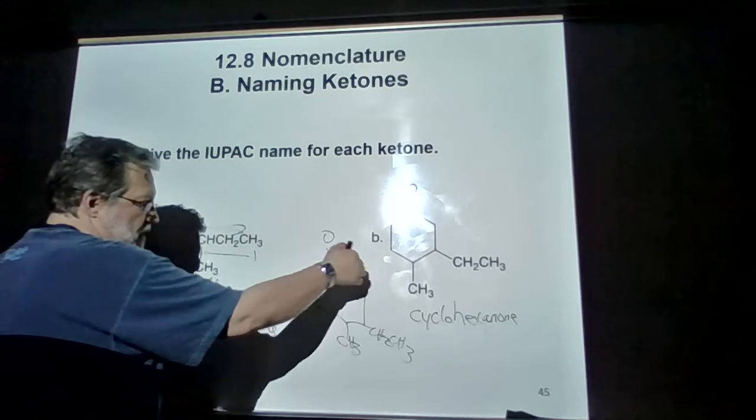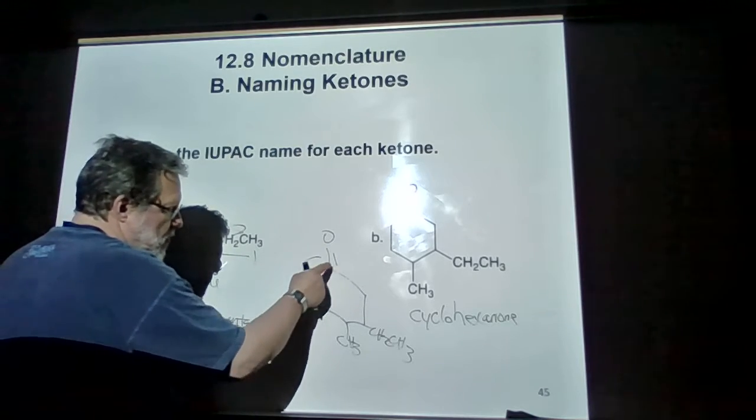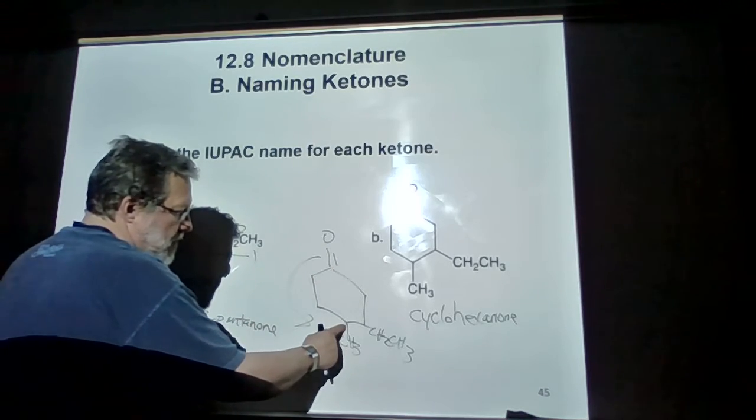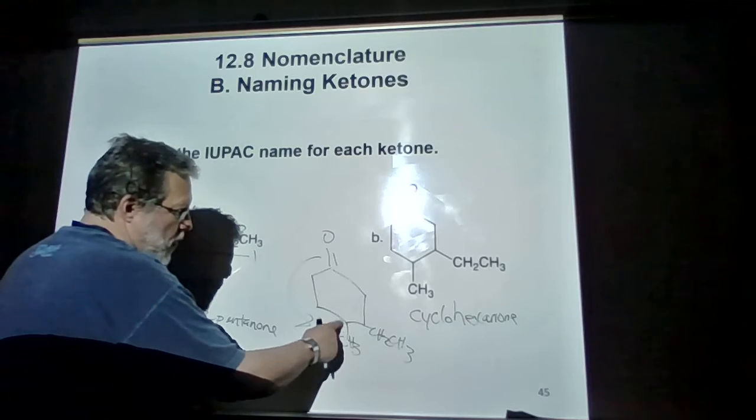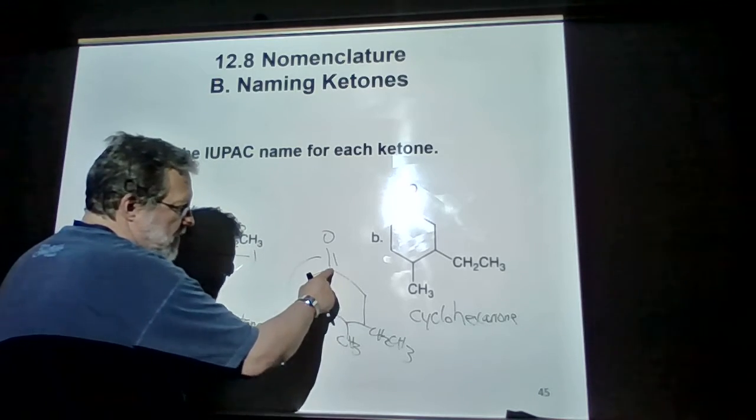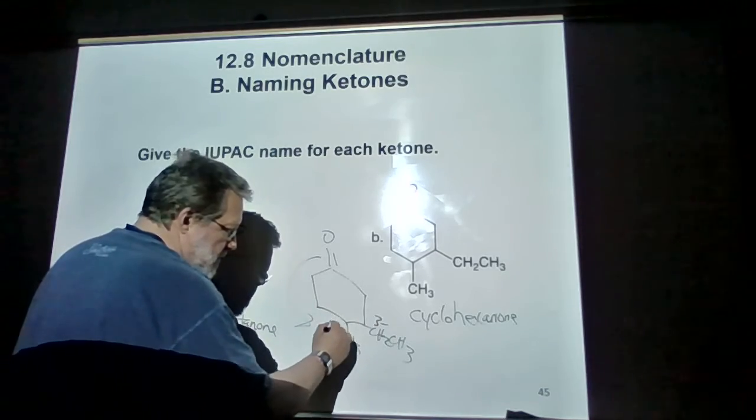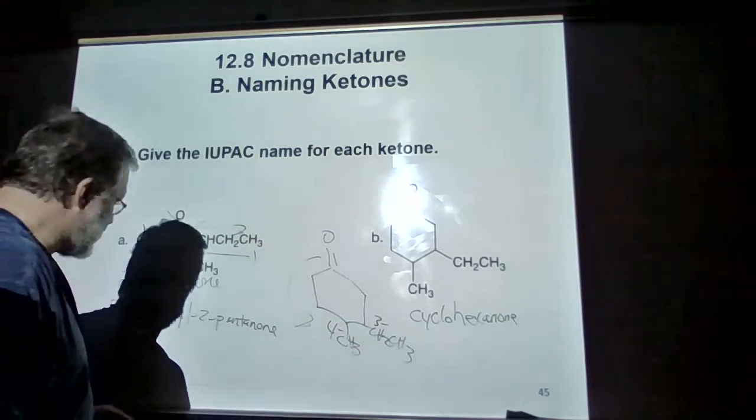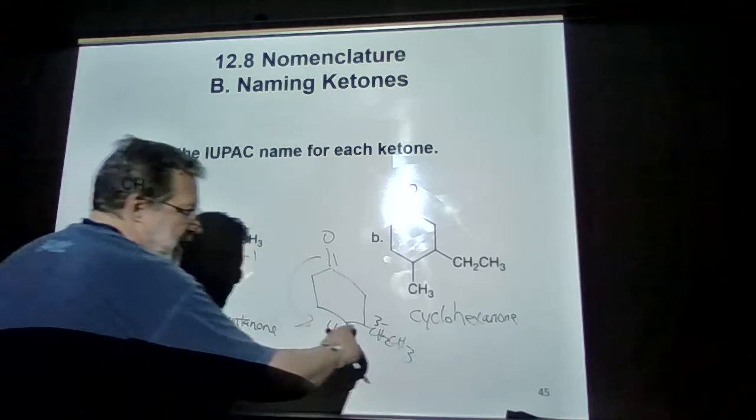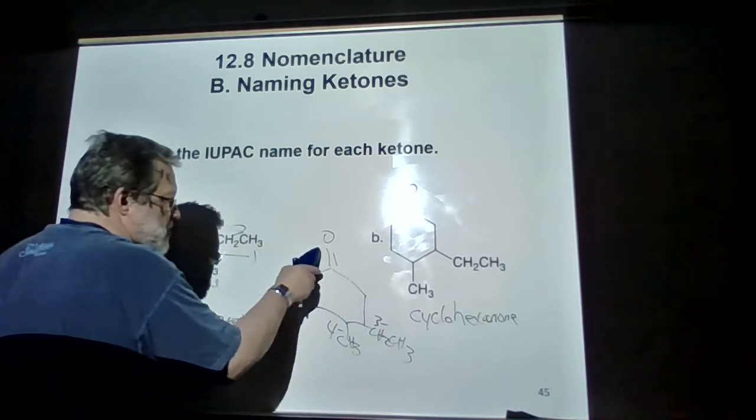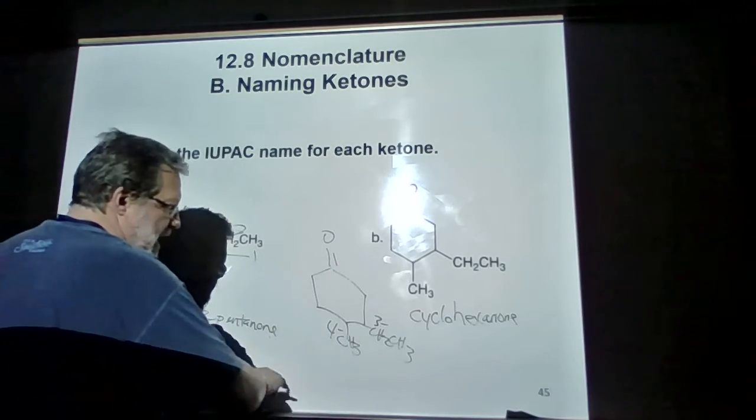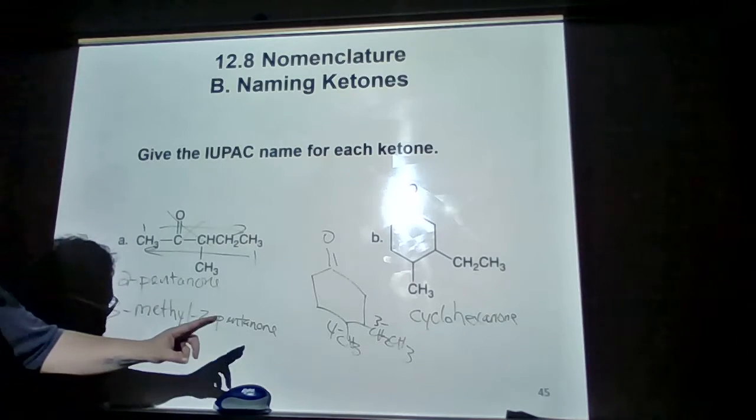If we number counterclockwise, 1, 2, 3, 4. So the first substituent would be at 4. If we go around clockwise, 1, 2, 3. So that makes this a 3-ethyl, 4-methyl substitution pattern. At the 3-carbon, there is a 2-carbon fragment. At the 4-carbon, there is a single carbon fragment.